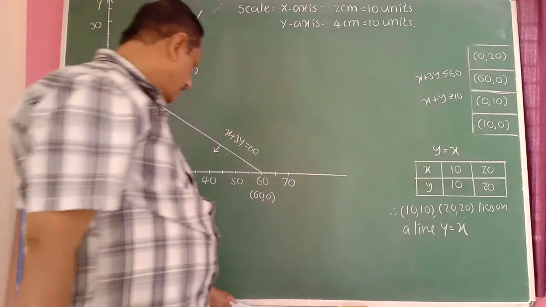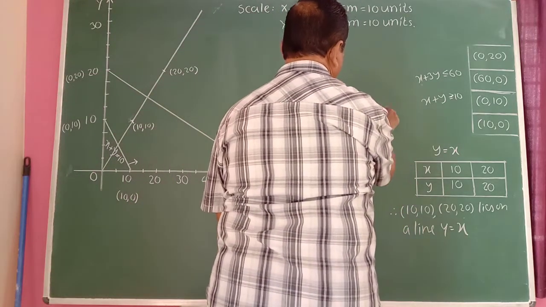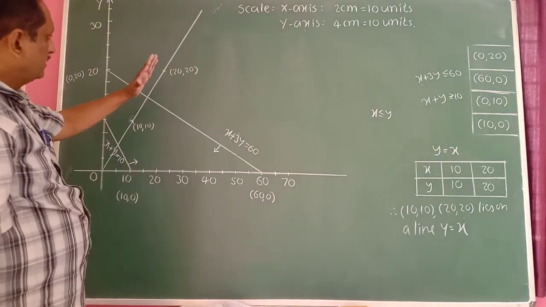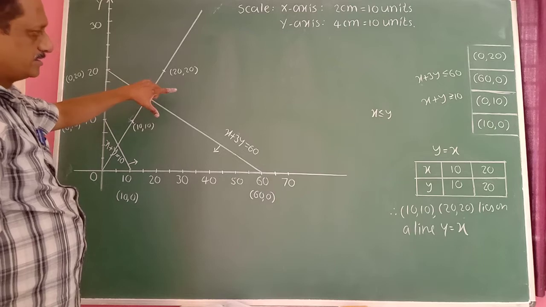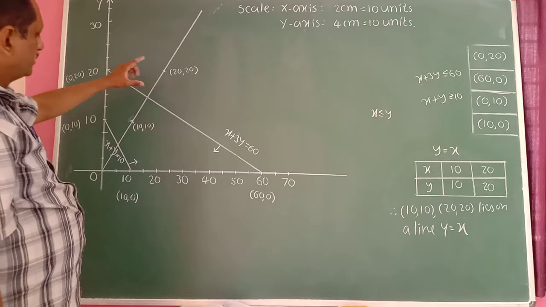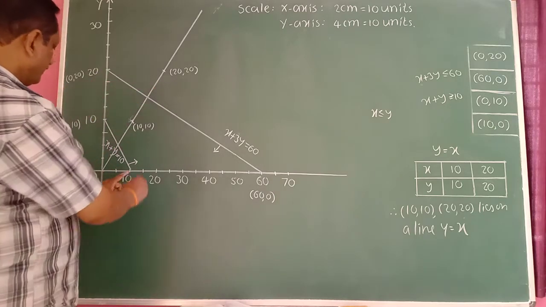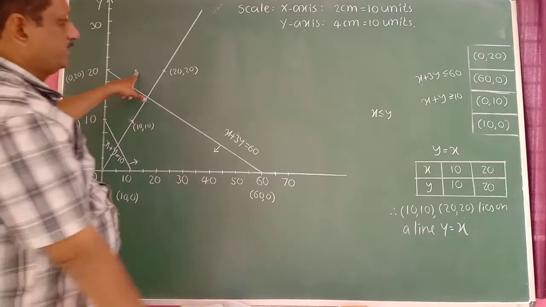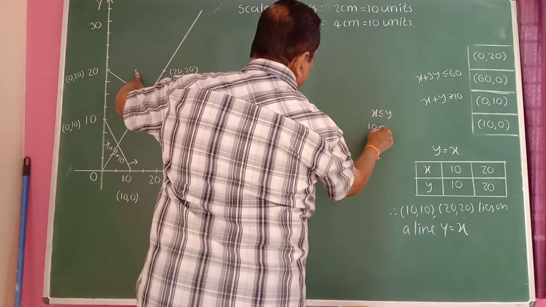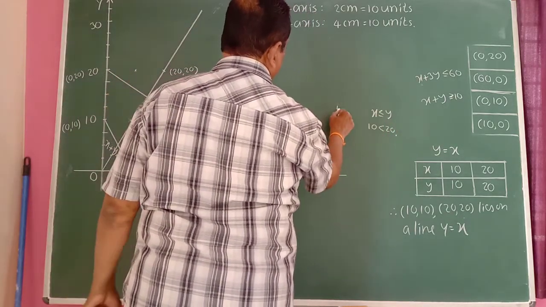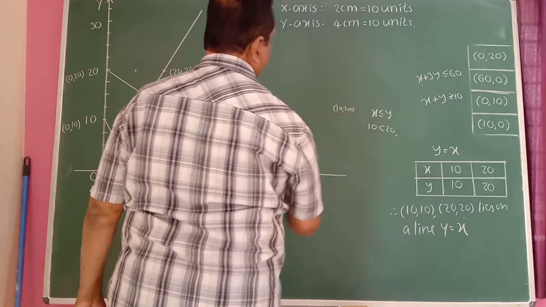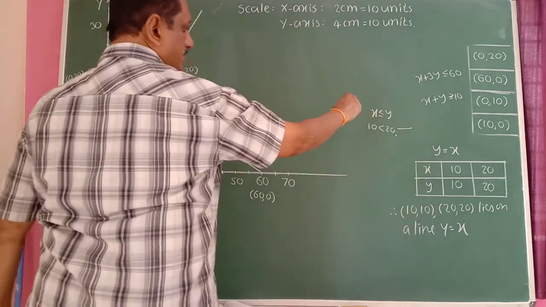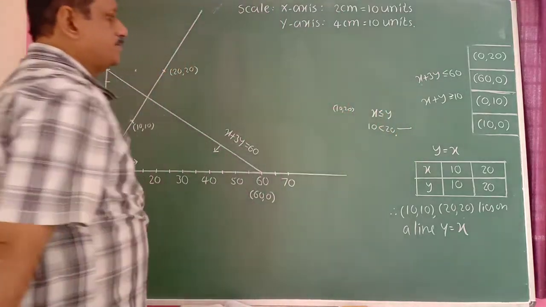And next, x less than or equal to y. So this is a line here. Take one point on this side and one point on the other side. Take a simple point, 10, 20. When x is 10, y is 20. Substitute here: x is 10, y is 20. Yes, it is correct, the constraint is satisfied by this point.